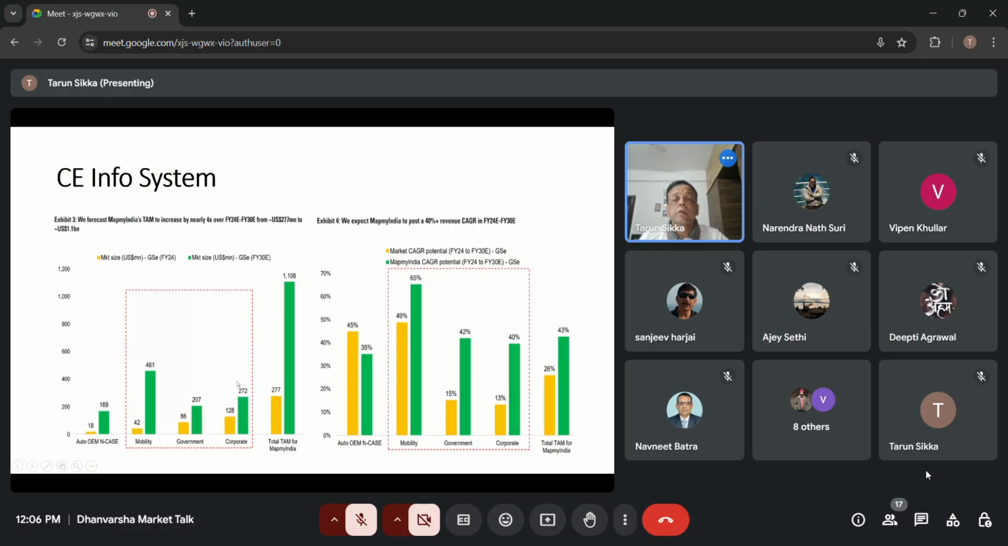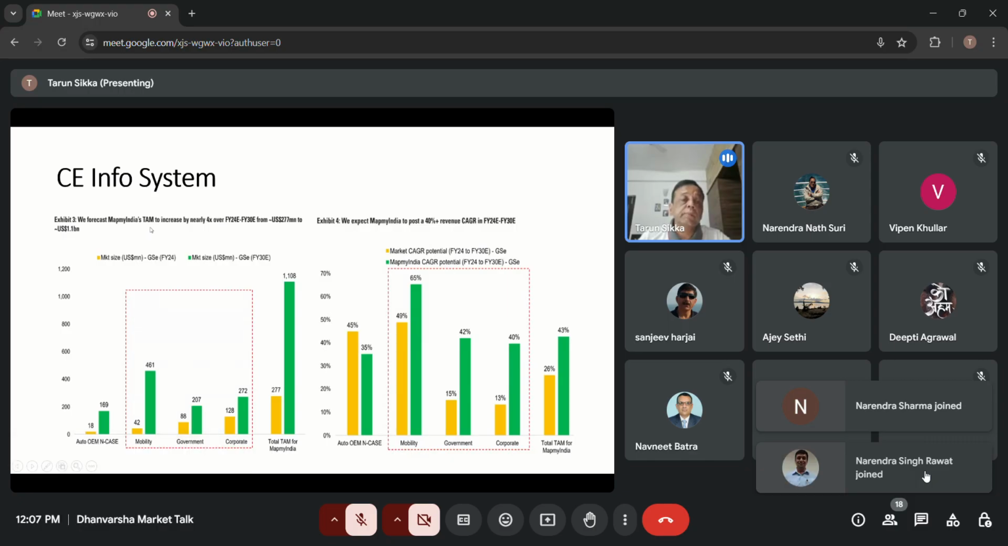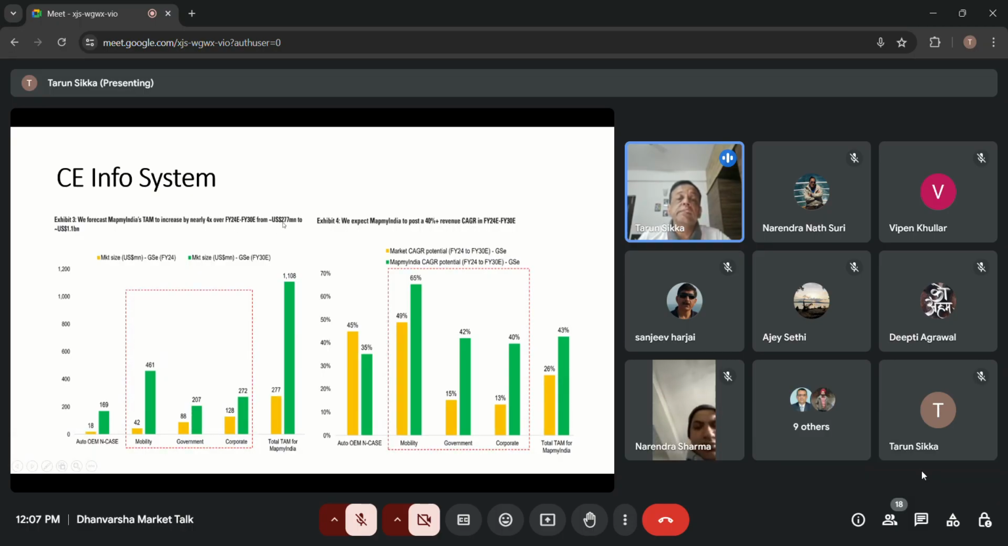Now, if you see here, the trigger for CE Info Systems, they are having market share. The trigger is increase in their total addressable market. That is the trigger. So one should understand what the trigger is. So what the company has forecasted is the total addressable market of MapMyIndia to increase by nearly 4x over the next 5 6 years, from $277 million to 1.1 billion. So the market size is increasing.